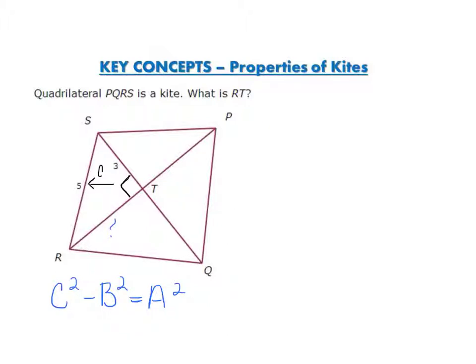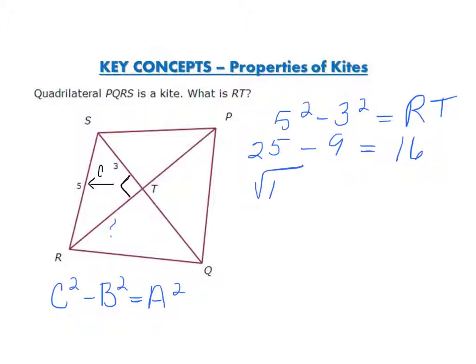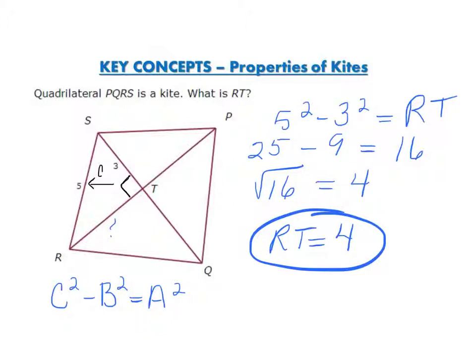So I'm going to take 5 squared minus 3 squared, and that's going to be the length of RT. 5 squared is 25. 3 squared is 9. That leaves a squared, which is 16. The square root of 16 equals 4, so the length of RT is 4. So if you want to find the length of one of the legs, you find the square of the hypotenuse, subtract the square of the other leg, and then find the square root of the difference.